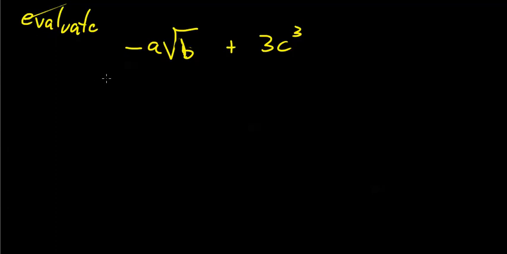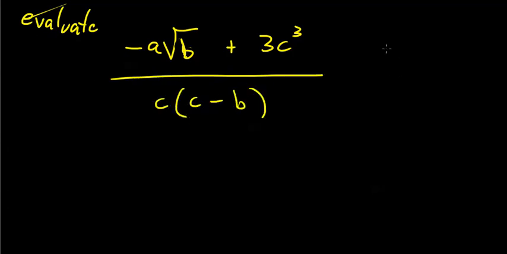Alright, how about this? Evaluate minus a square root of b plus 3c cubed over c times c minus b, if, I'm going to give you values for these variables: a equals minus 2, b equals 9, and c equals minus 1.